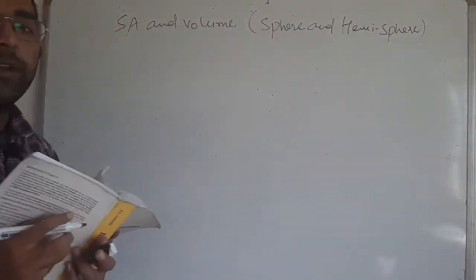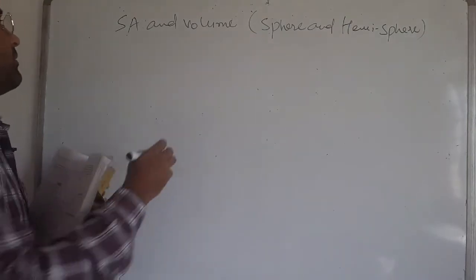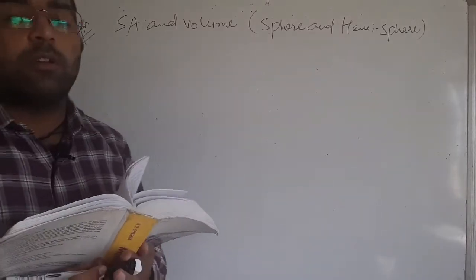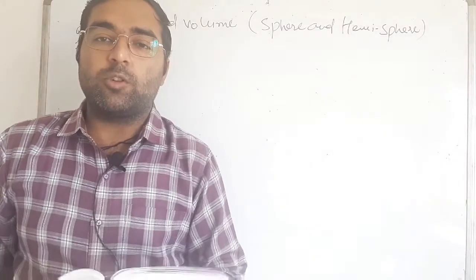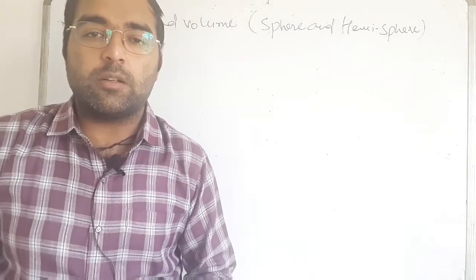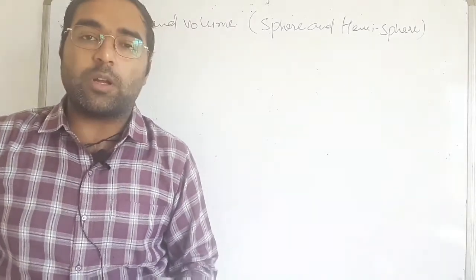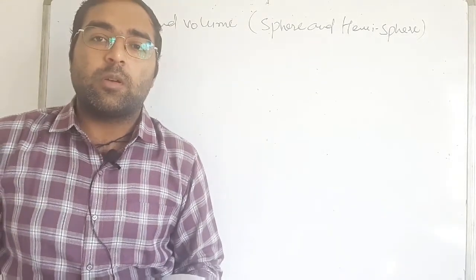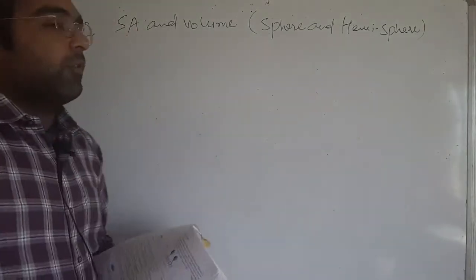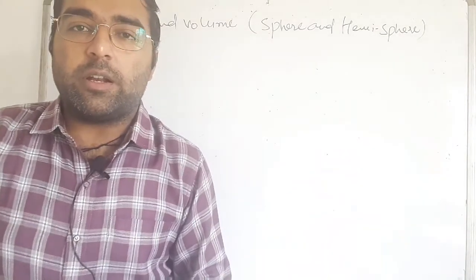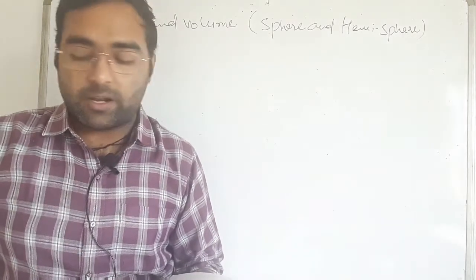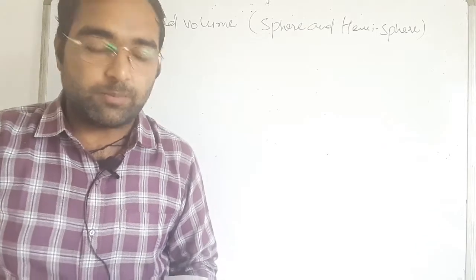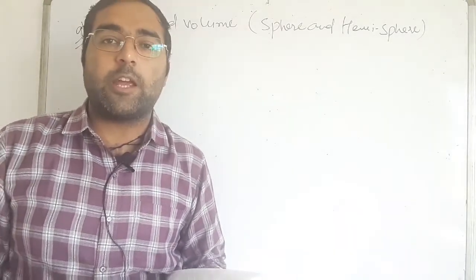Okay, and students, as per the previous lecture, we already learned about the surface area and volume related to the cube, cuboid, cylinder, and also the cone. This is the last topic of this chapter, related to the sphere and hemisphere. So let's start without wasting time.